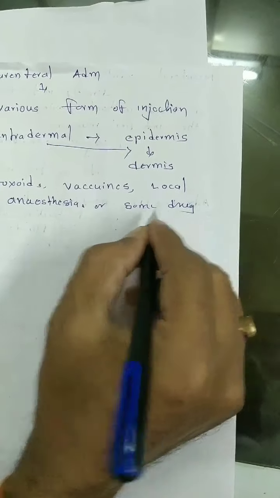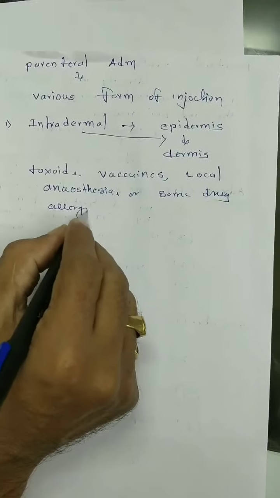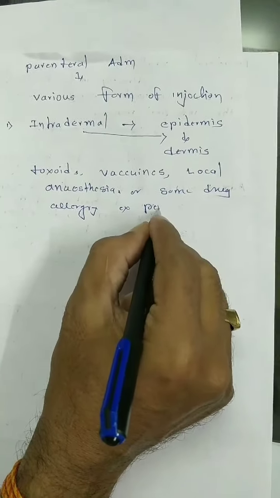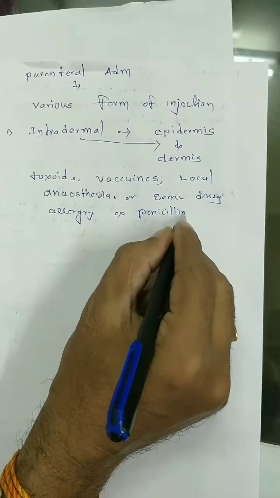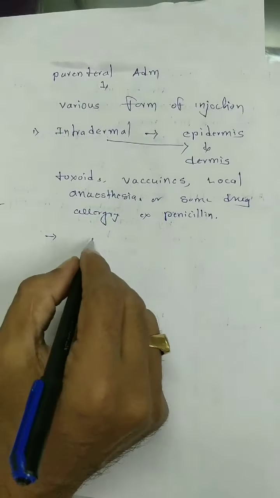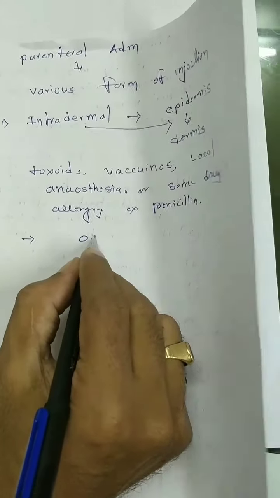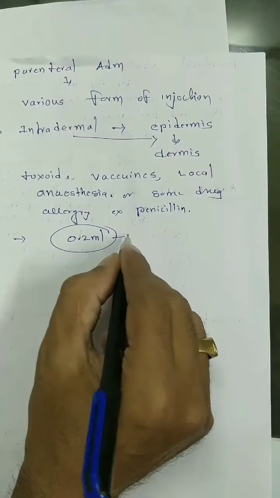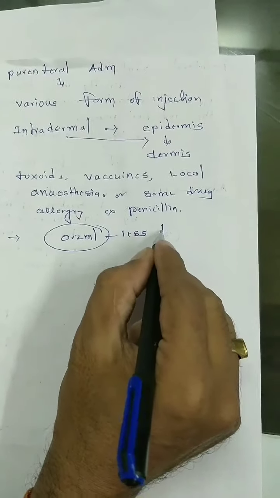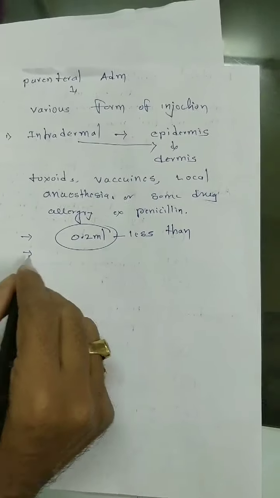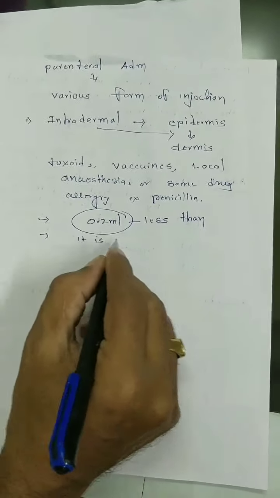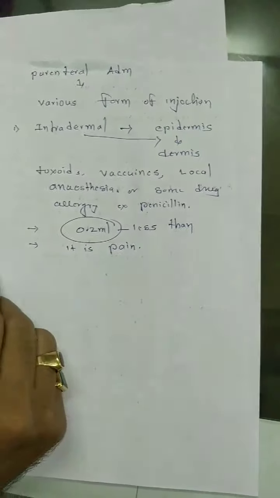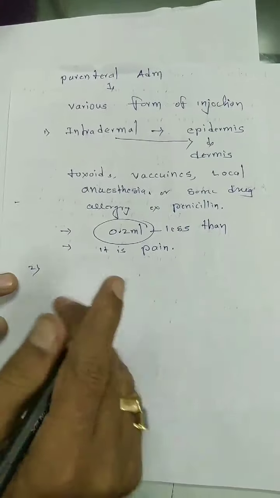Some drug allergy, example penicillin. In this route, the drug should not be administered more than 0.2 ml. That is very painful. Now the second form of injection, subcutaneous.